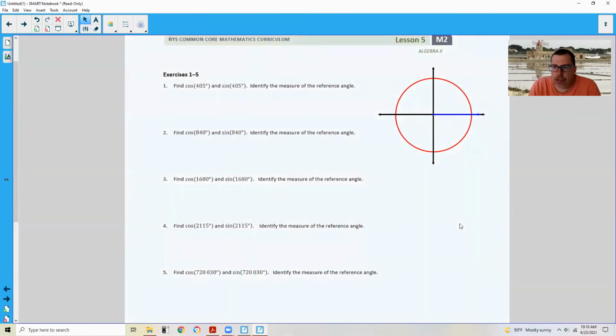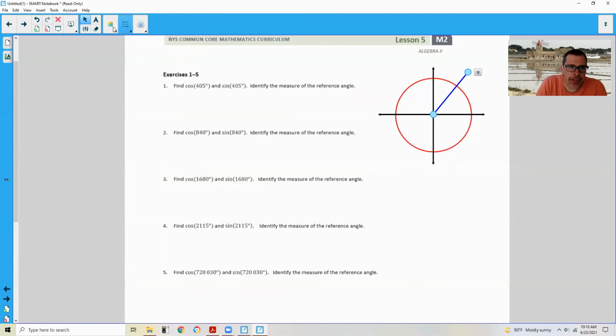All right, let me just draw a new line because it's exploded. There we go. So if I take this line and rotate it around, there's 90 degrees. Here's 180. Here's 270. And all the way back around to 360 degrees. But we're going to continue because this first problem says 405 degrees.